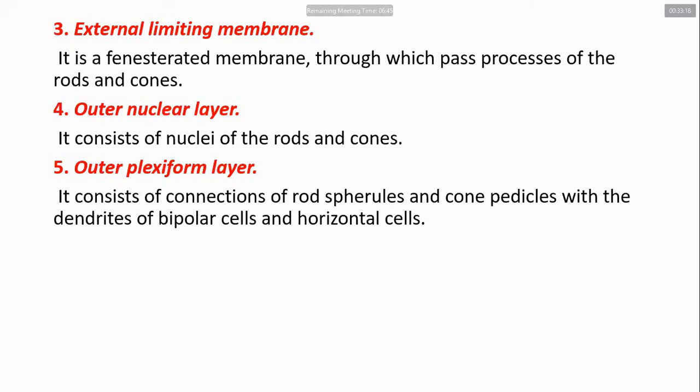External limiting membrane, it is the fenestrated membrane through which pass the processes of rods and cones. And outer nuclear layer, it consists of the nuclei of the rods and cones. And outer plexiform layer, it contains connections of the rod spherules and cone pedicles with the dendrites of bipolar cells and horizontal cells. So in the next class, we will discuss the rods and cone anatomy also.